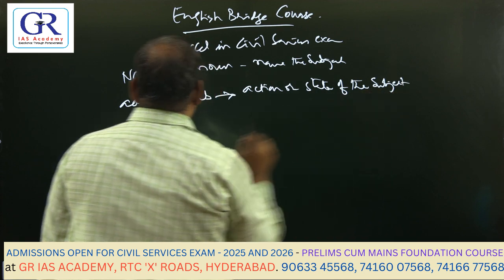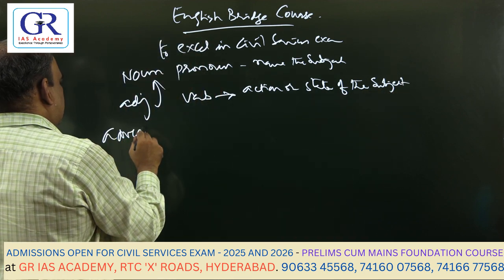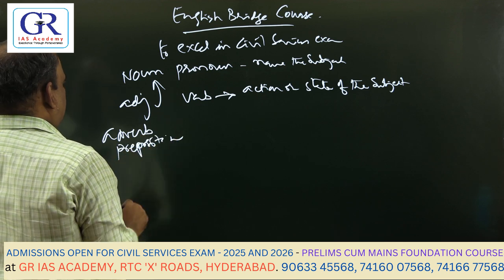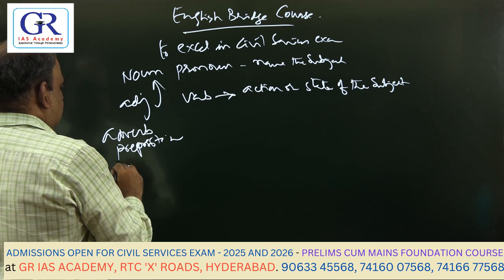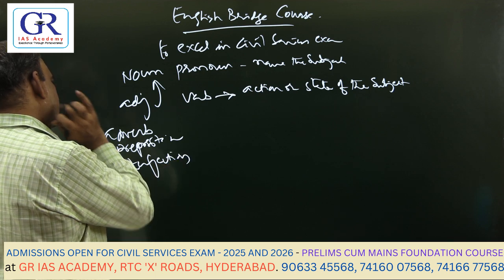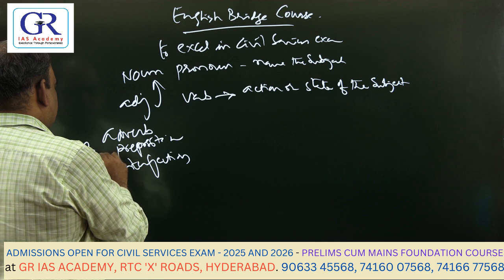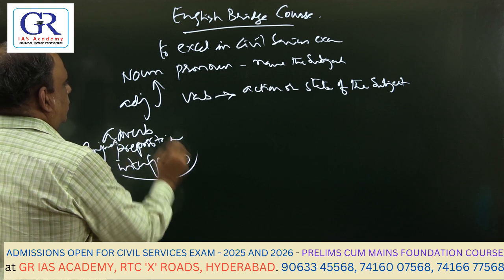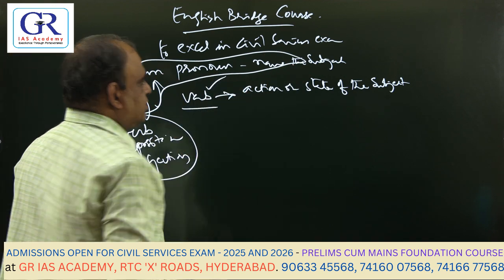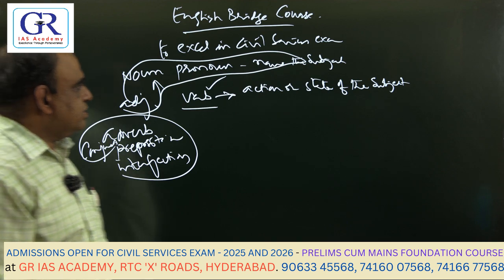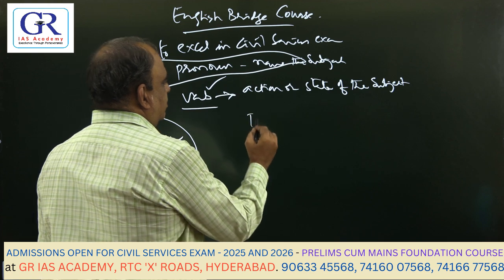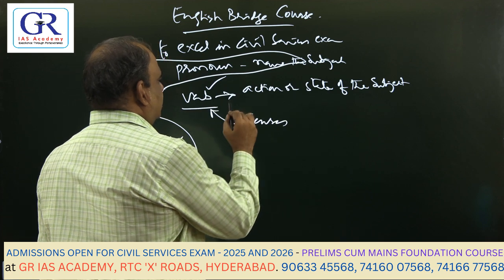And then there are adverb, preposition, interjection, and conjunction. Of course, sixth one here it is conjunction. So these four and these three. Apart from that, today's discussion is about verb. Verb is a word that tells about the action or state of the subject. Tenses are concerned with the verb.